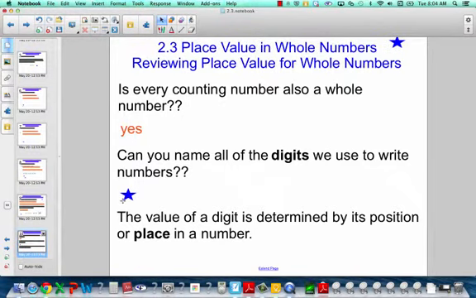And can you name all the digits we use to write numbers? Write all the digits that we would use to write numbers down. If you wrote all of these, you would be right.